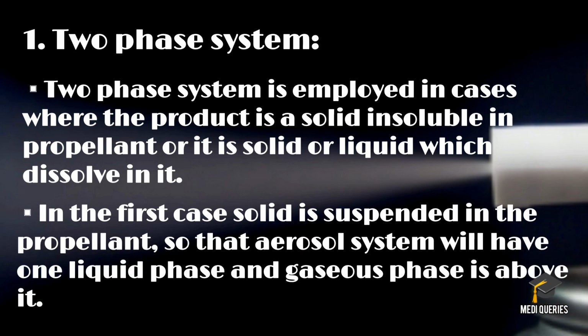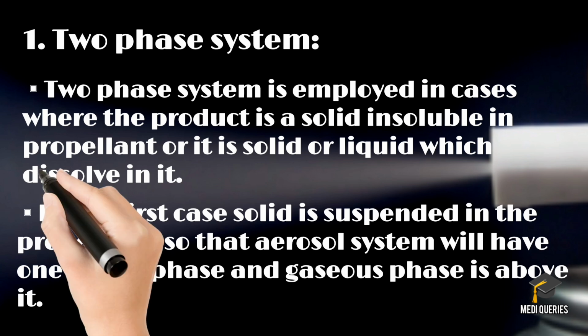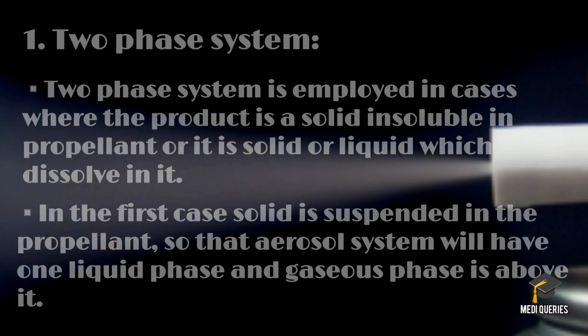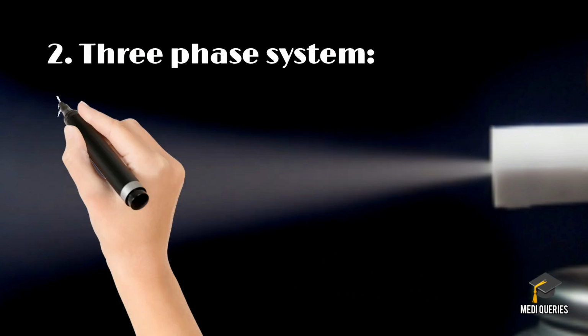The aerosol system may be of two types, that is, a two-phase system and a three-phase system. A two-phase system is employed where the product is a solid insoluble in the propellant, or it is a solid or liquid which dissolves in it. In the first case, the solid is suspended in the propellant so that the aerosol system will have one liquid phase, and a gaseous phase above it. That's why these are two-phase systems.